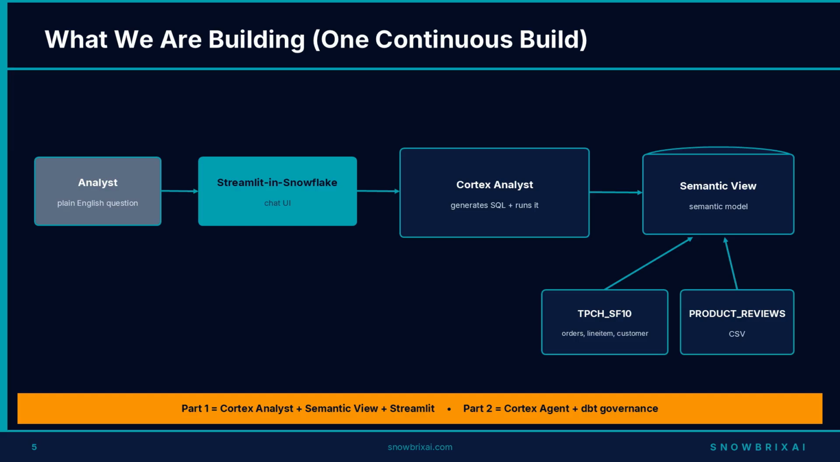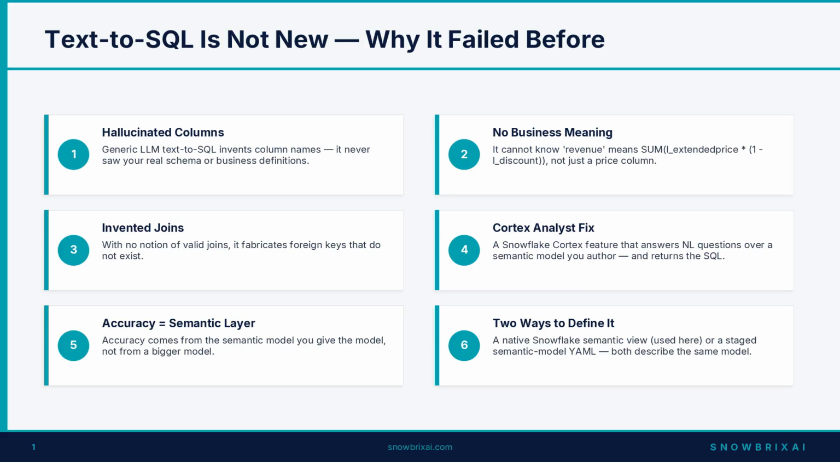We build it in 2 parts. Part 1, Cortex Analyst, the semantic view and Streamlit. Part 2, a Cortex agent with dbt governance. Let's build part 1. So, part 1, and let's start with the obvious doubt. Text to SQL is not new and it mostly failed. Look at why. A generic model invents column names. It never saw your real schema.